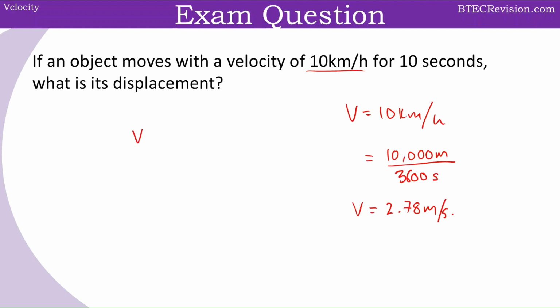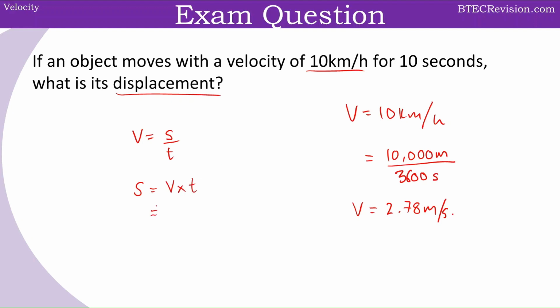We can write down the equation, velocity equals displacement divided by time. And the question is asking for displacement, so we would need to rearrange this equation. Multiplying both sides by time would give us displacement by itself, and that's equal to velocity times time.